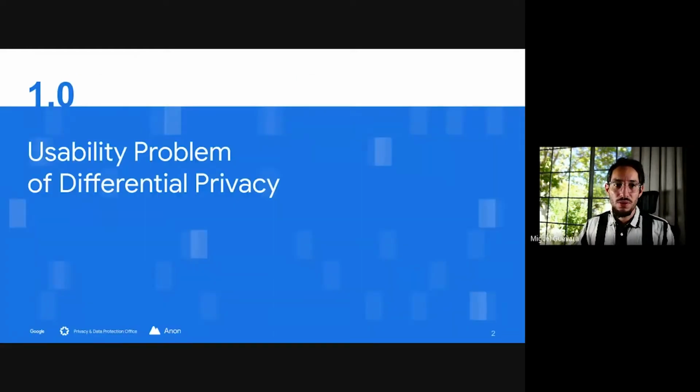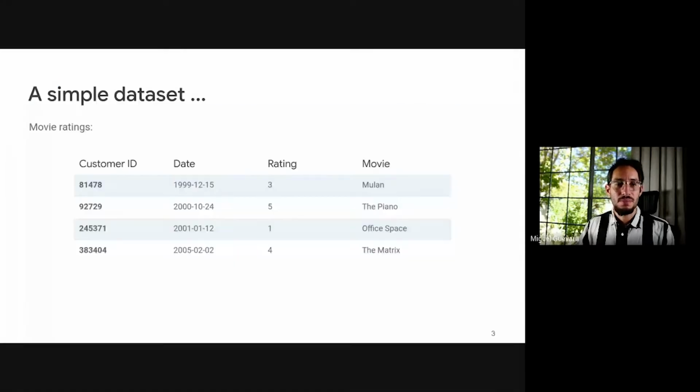First, let me introduce you to the problem. Why is there a usability problem in differential privacy? Let's just start with a hypothetical use case. Imagine that we have a dataset that has private movie ratings. That dataset is keyed by this pseudonymous ID. It has timestamps at a daily granularity, and it has movie ratings that go from 1 to 5, where 5 is the top rating. It also has the name of the movies that were rated.